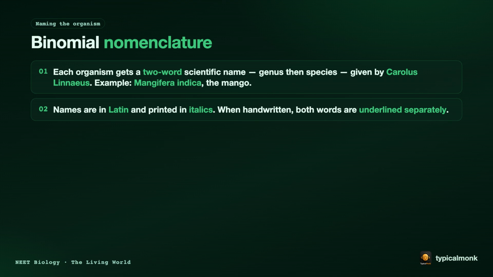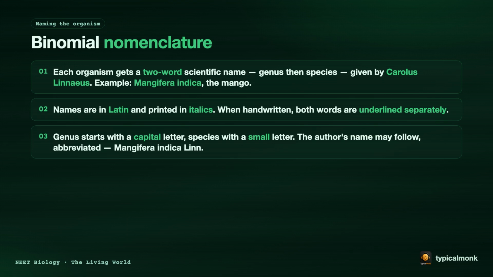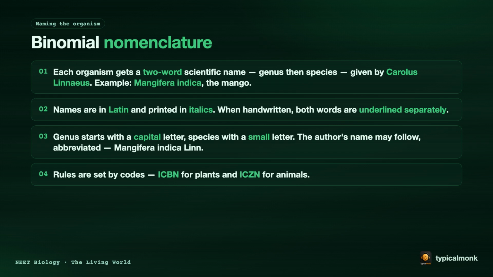When you write them by hand, you underline both words separately. The genus starts with a capital letter and the species with a small letter. The author's name may follow in short form, as in Mangifera indica Lin. And the rules are set by codes, IBN for plants and ICZN for animals.